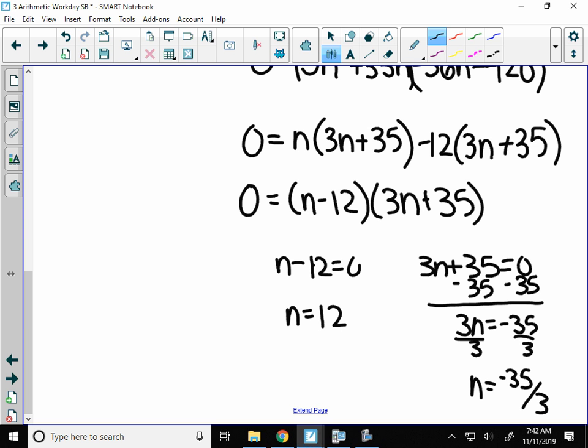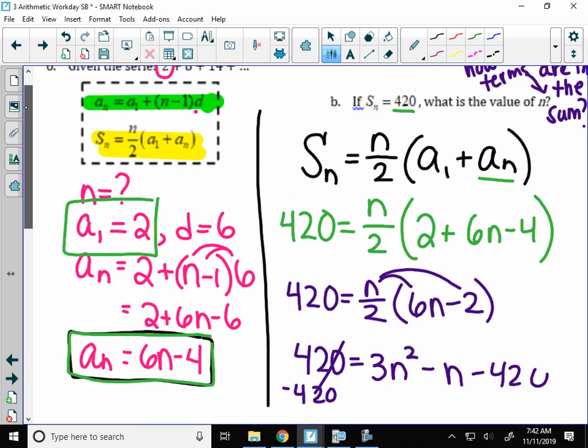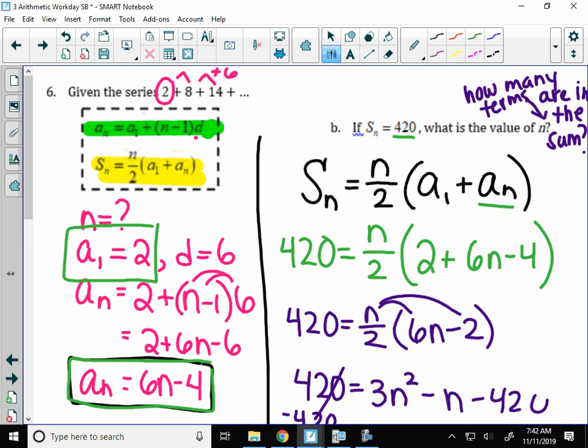So I have two choices here. Now our answer is going to be positive 12 because negative 35 over 3, first of all, that's not an integer. And remember, n is the number of terms. I can't have a non-integer or a negative number of terms that I'm adding up. So that can't be the right answer. 12 has to be it. So you add up 12 terms in this pattern. So you'll add 2 plus 8 plus 14 plus 20 plus 26, on and on. 12 of those numbers added up will give you 420.